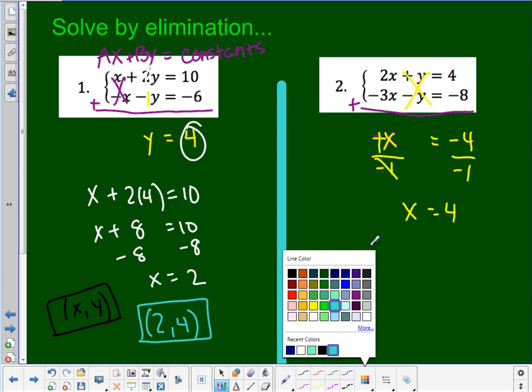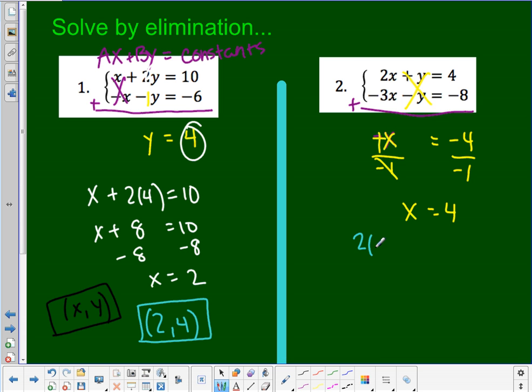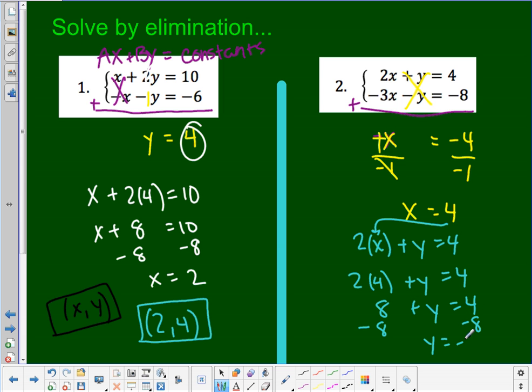So I plug that back into either one of the equations. 2 times x plus y equals 4. I'm going to plug my 4 right in for the x term. 2 times 4 plus y is equal to 4. That's 8 plus y is equal to 4. Then subtract the 8, and I get y is equal to negative 4.